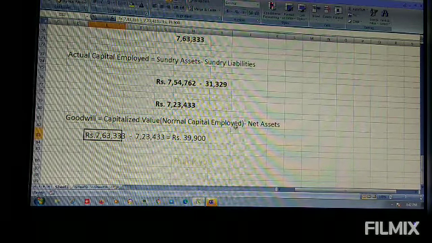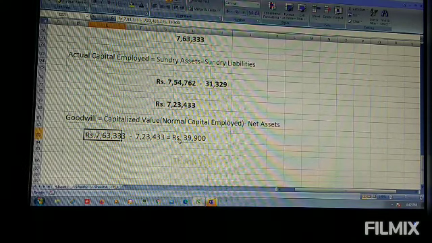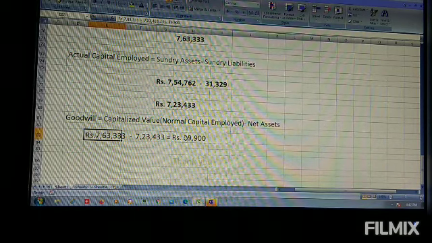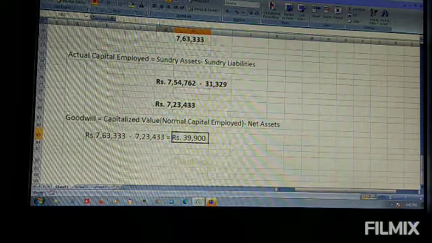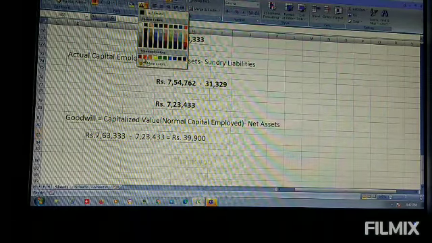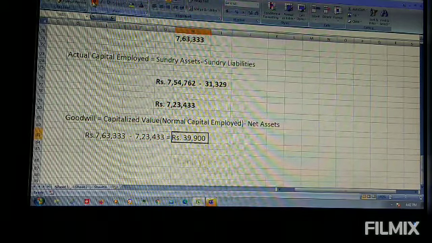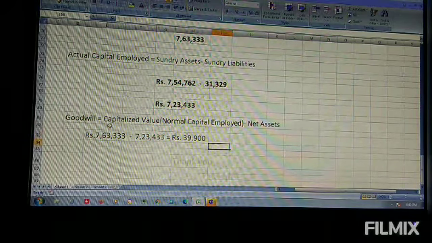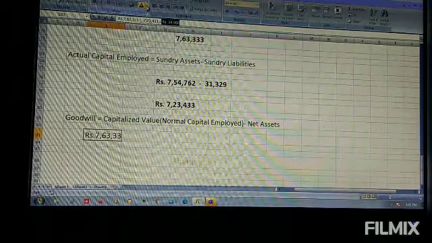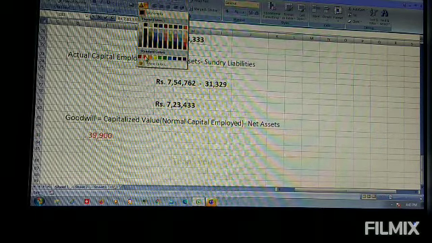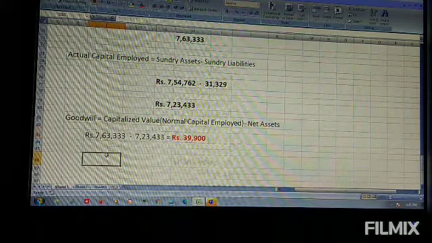So we'll find out the goodwill value. 7,63,333 minus 7,23,433. We get rupees 39,900 as goodwill. This is how we have to find out the goodwill using the capitalization method.